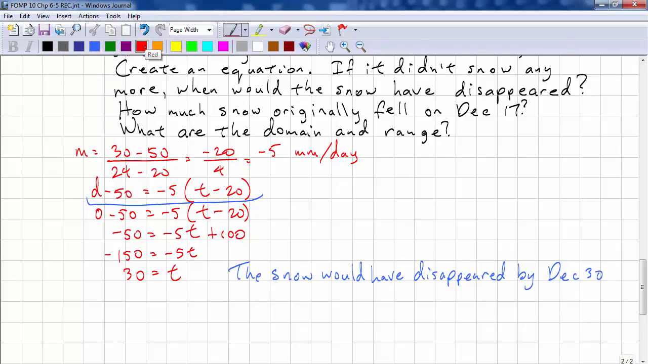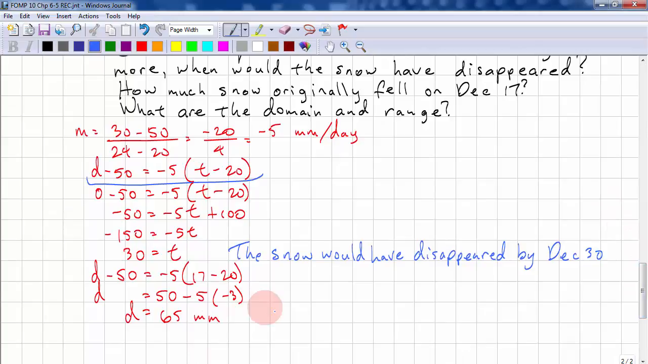Now we have to do a different substitution. How much snow originally fell on December 17th? So we don't know how much snow it is, so we just leave that as a variable. D minus 50 equals minus 5, and we know the date was the 17th, minus 20. So D equals, we move the 50 over to this side, and it becomes positive. And we have negative 5 times negative 3. So D equals negative 5 times negative 3 is positive 15, so we have 65. And this is millimeters.